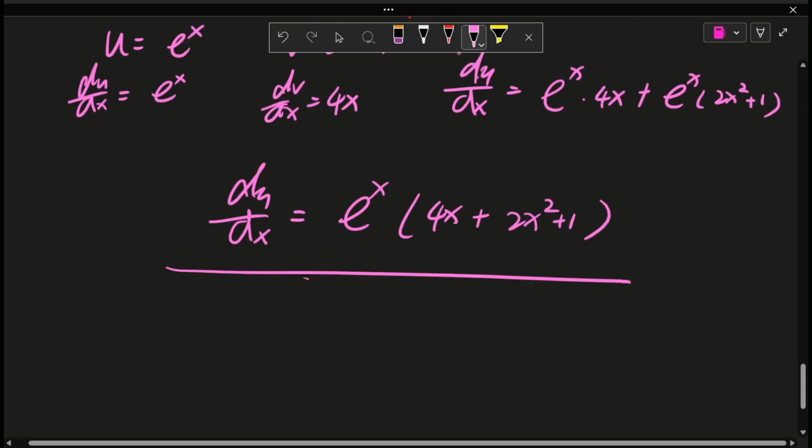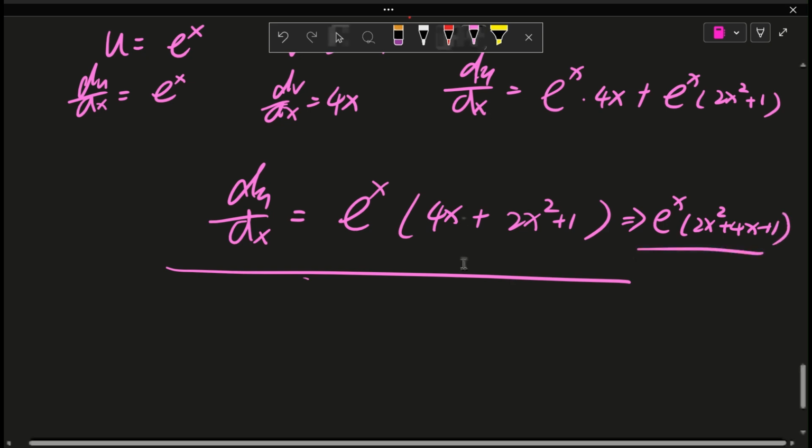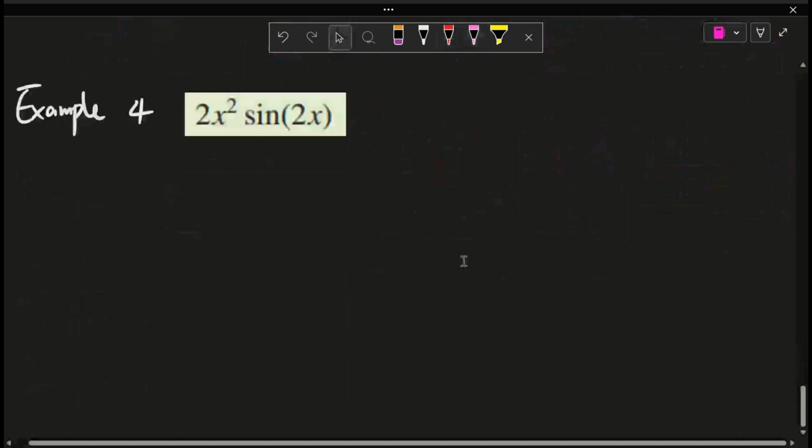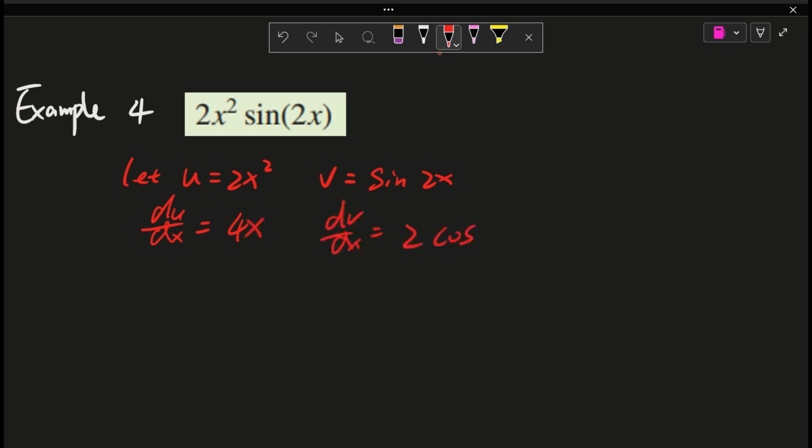Or you can rearrange a little bit, becoming e to the x (2x squared plus 4x plus 1). They're both right, but this one is just more accurate. Next one. All right, more questions. Let's go with the sine graph. Okay. Now, let u equal to 2x squared, let v equal to sine 2x, and du/dx equal to 4x, and dv/dx equal to 2 cos 2x.